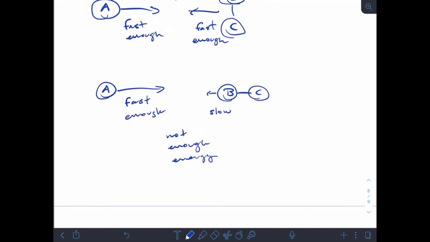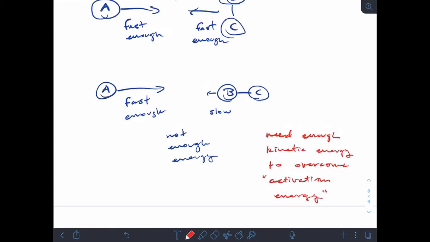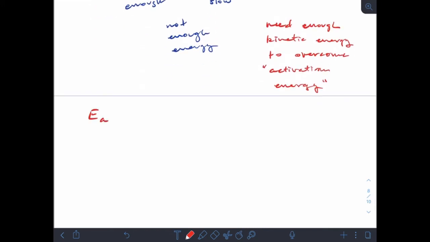Okay. So in this situation where things are not traveling fast enough, we need enough energy to overcome the activation energy. Activation energy is an energy barrier. We call this E sub A. This is activation energy, and it's a barrier. It's a minimum amount of energy that needs to be supplied in order to cause a reaction to happen.